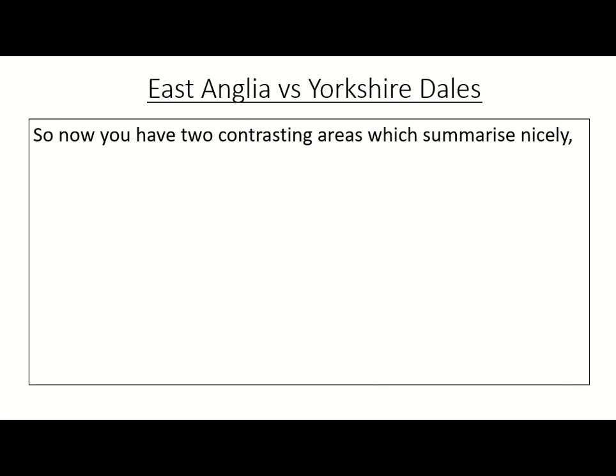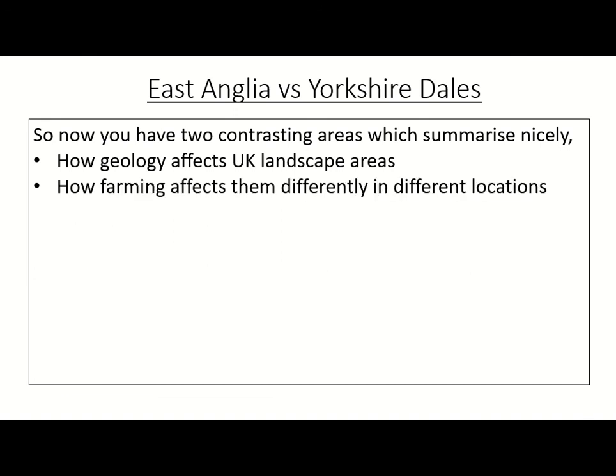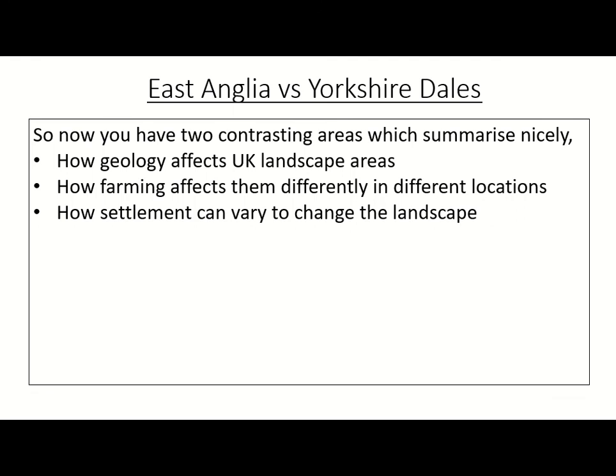Okay, so now you've got those two contrasting areas, East Anglia versus the Yorkshire Dales, and you've summarised those nicely. We really now have completed the very first section of this topic. Although it's only been 3 lessons worth, those 3 lessons have packed in quite a bit of detail. Remember, we've looked at, firstly, geology, what types of geology there are, what the characteristics are, how they're formed, where they're found in the UK. You've also looked at how farming affects different locations differently, and forestry as well, and settlement as well. So all of these things we've covered.